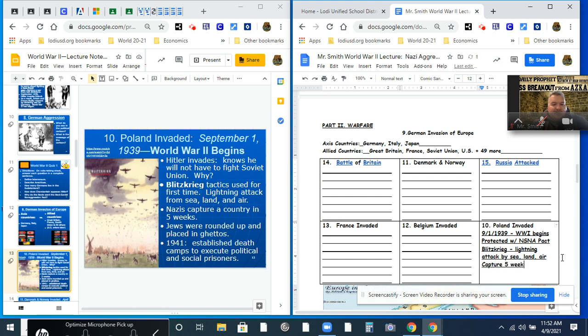And the Polish really fought hard, and they put up a decent fight, given that the Nazis had tanks and their artillery was still horse. So tanks are going to beat horses in 99 out of 100 battles. Because when you shoot a tank, the bullets shoot off. When you shoot a horse, the horse gets injured. Holocaust begins. Jews are rounded up into ghettos. And in 1941, there's death camps to execute political and social prisoners.